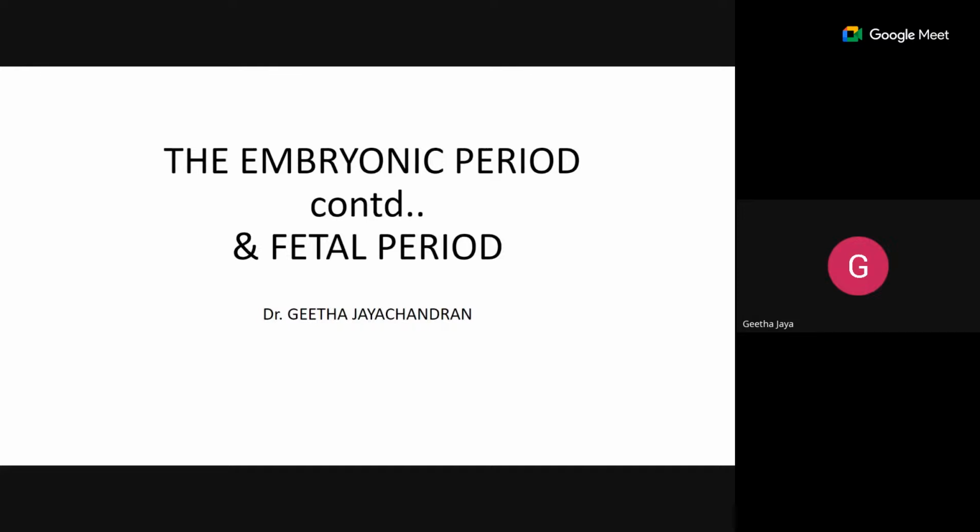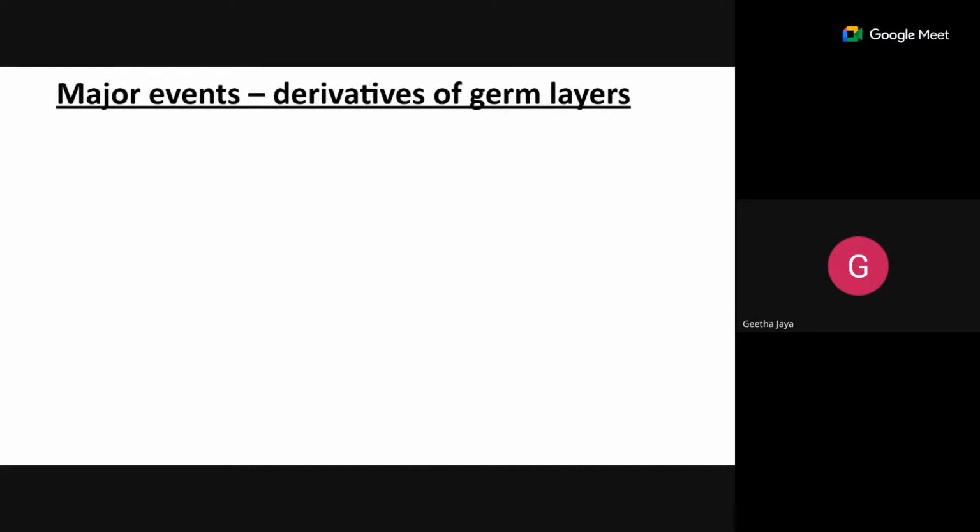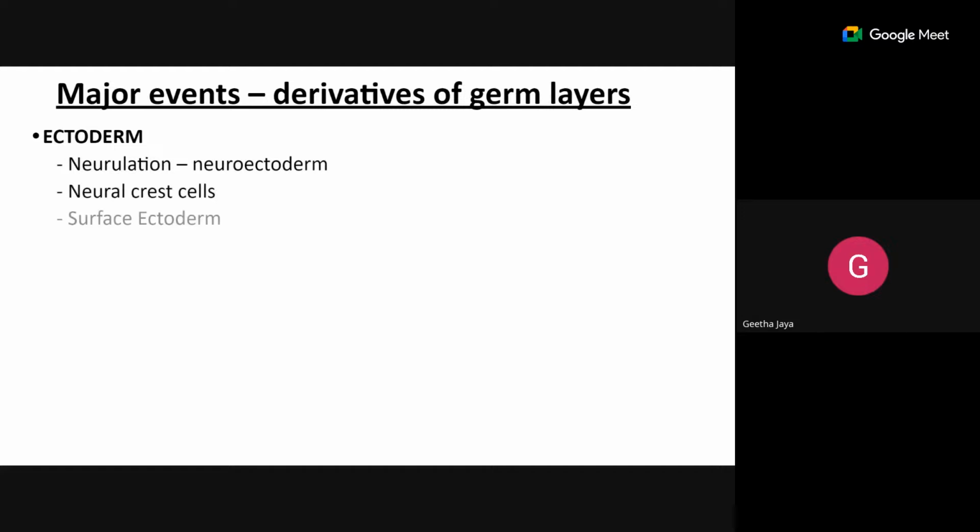So we were in the embryonic period, and today we will be continuing with the fetal period also. And the recap of the last week: we were seeing that during the embryonic period, all the germ layers were laid down, and various germ layers were developing into different structures. So the ectoderm has developed into neuroectoderm, and the neural tube is formed with the neural crest cells and also the surface ectoderm.